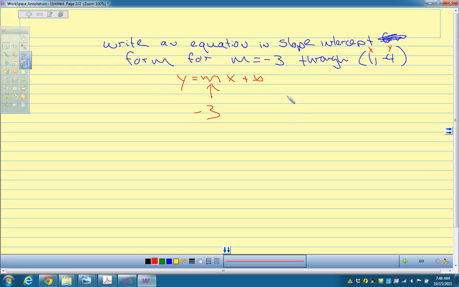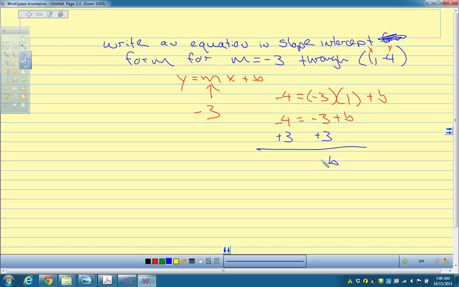Right? And so I have -4 equals -3 times x, which is 1, plus b, and then I have to get b by itself. Okay? So I get -4 equals, what's -3 times 1? -3 plus b, and then I'm going to add 3 to both sides, plus 3 plus 3. So I get b equals -1.